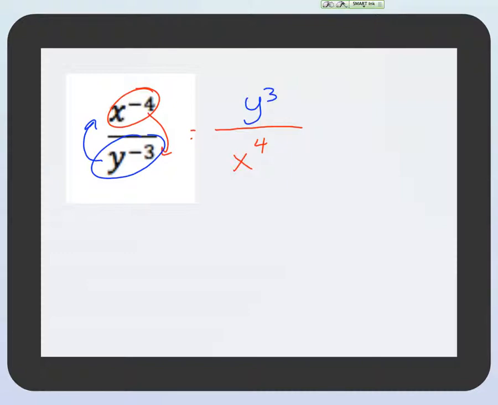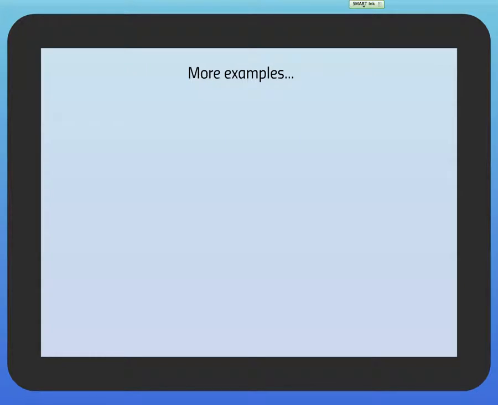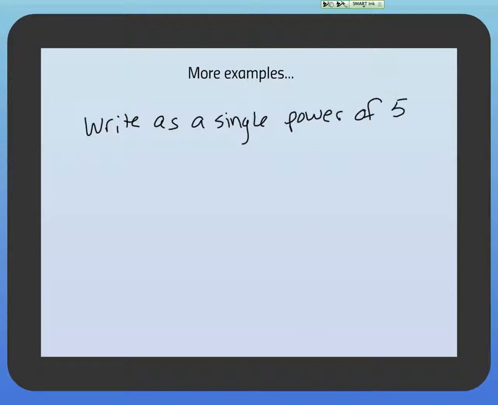Okay. We are going to take a look at just another type of problem that you might see. So we're going to come back to that. All right, so some more examples. These examples are going to be written as a single power of 5. Practicing this will help us in the future when we are going to solve exponential equations. We want to be able to do this, so we're just going to practice it. We're going to start slow and work our way up.